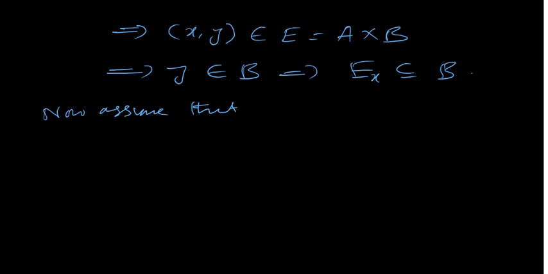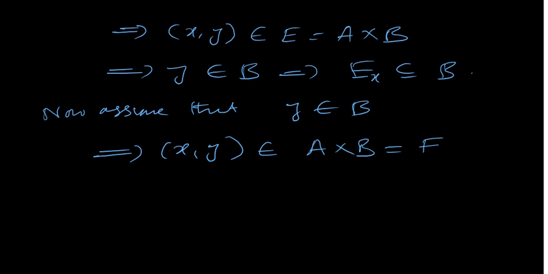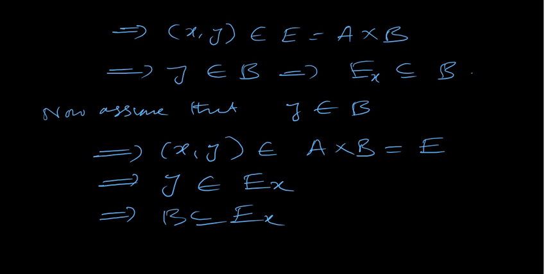Now assume that this y is in B. But x is already in A, which implies that x comma y is in A cross B, which is your E, which by definition implies that y belongs to E x. That's the definition of E x: those y's such that x comma y belongs to E. So this implies B is a subset of E x. Therefore E x is equal to B. That's simple. Now second case, if x is not in A.